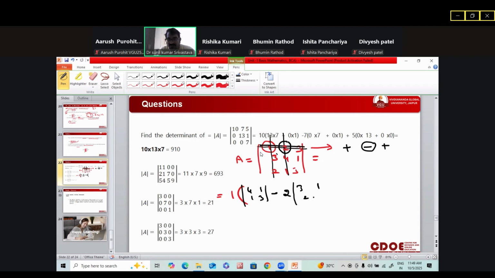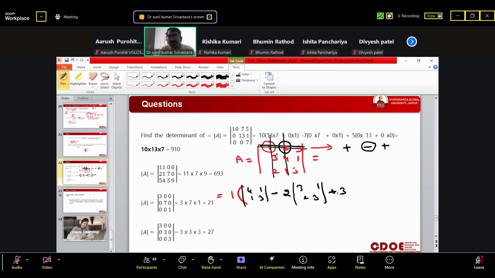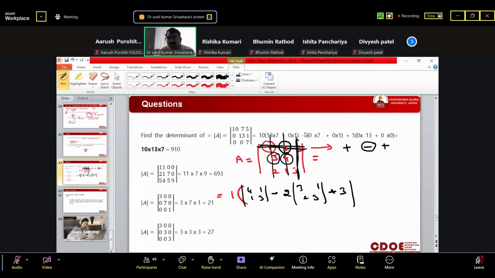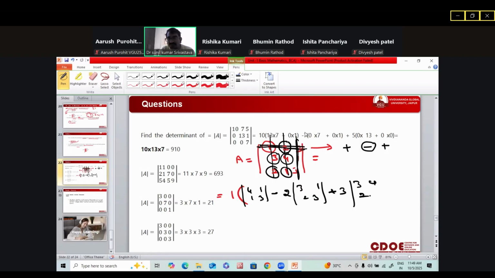In the same way, for the third element, that is plus 3, which row does it lie in? It lies in the first row, but in the third column. So the remaining elements are 3, 4 and 2, 1.